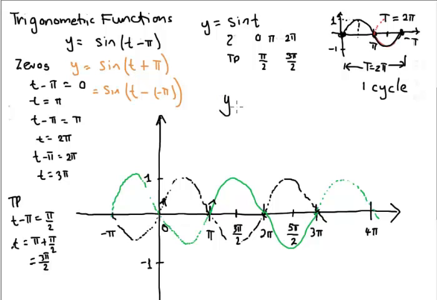Let's say now I've got y equals to 2 sine t plus half pi. What's going to happen then?